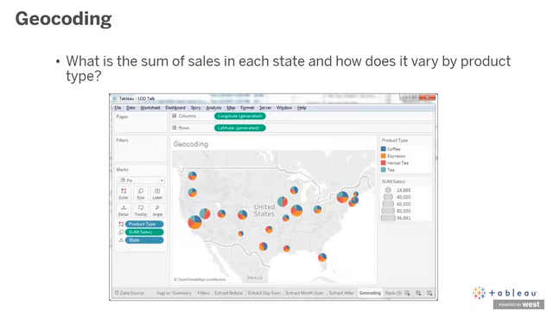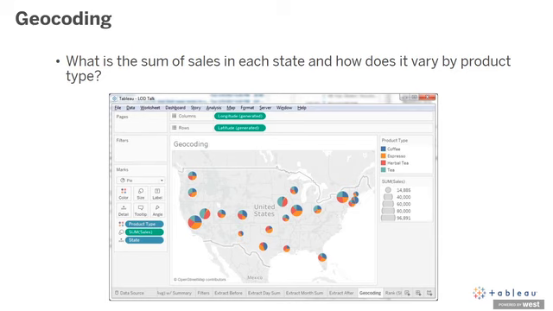So what is the sum of sales in each state, and how does it vary by product type? In this visualization we have states and product types, and each state is represented by a little pie chart. It's been scientifically determined that the only useful thing for a pie chart is to put it on a map. That's a little joke we use here at Tableau because pie charts are often vilified, but we've decided that this is actually one of the best uses.